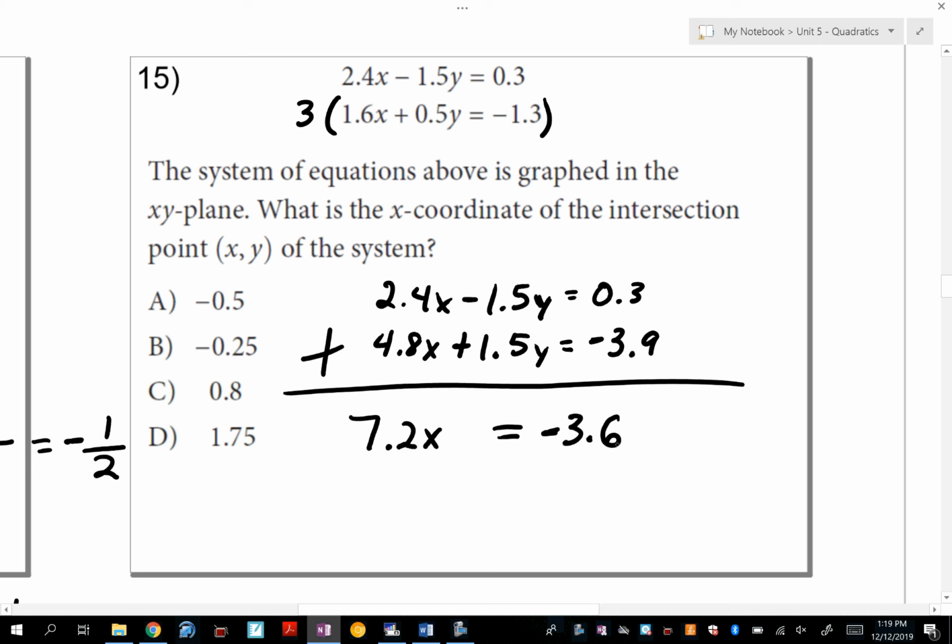So if you divide both sides by 7.2, you'll get x equals negative 1/2. All right, and they've got that as A. Now, as I was doing this problem, I realized that every single number in the problem had a tens place. So if you wanted to do this without decimals, just multiply everything by 10. Then it would be 24x minus 15y equals 3. So if you wanted to eliminate decimals, you could. Questions on 15?